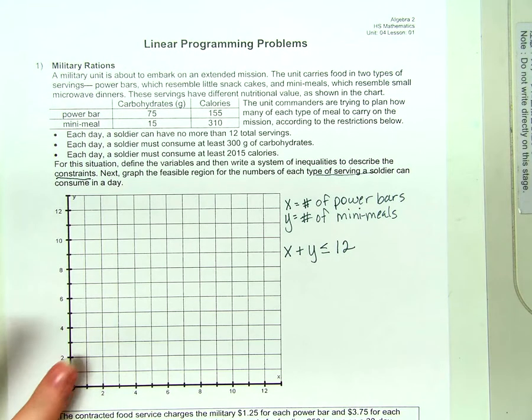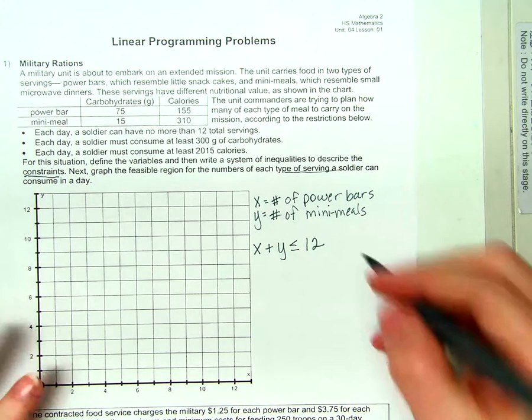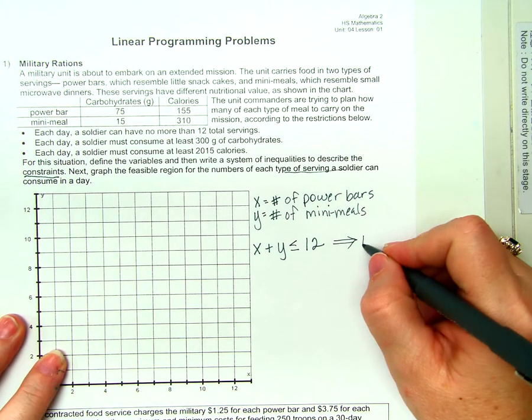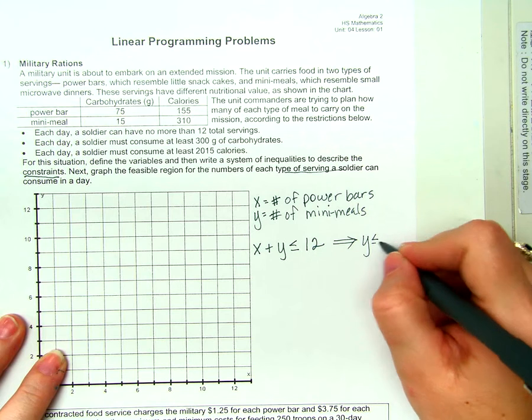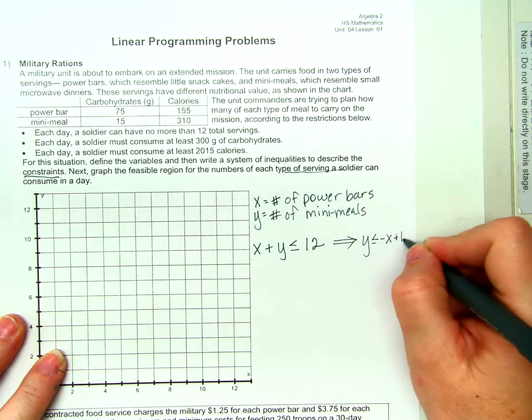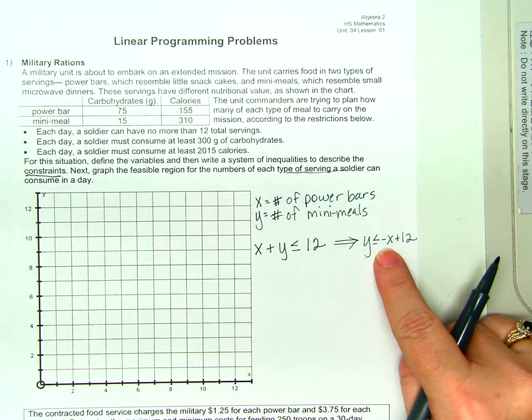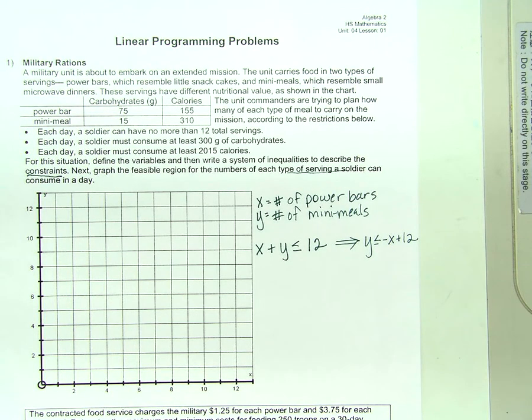Now I am going to have to graph that, aren't I? So I need to probably go ahead and get that into slope-intercept form. Oh my gosh, I just did that and didn't show any work. Are you okay with that? How did I get from here to here? I subtracted x from both sides. Okay, subtracted x from both sides.